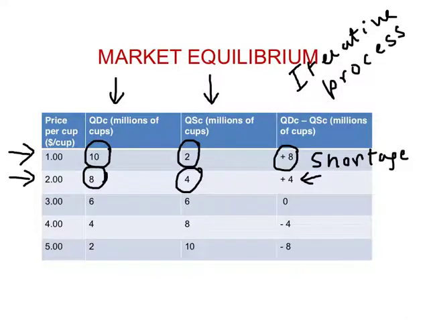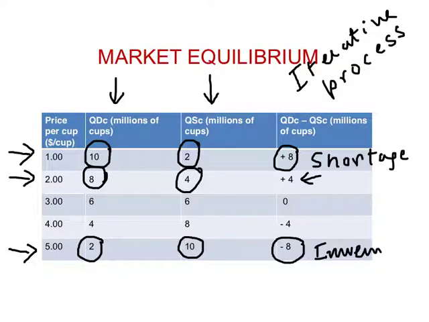Now suppose in the next time period Starbucks becomes really ambitious and sets a price of $5. At $5, Starbucks supplies 10 million cups of coffee to different retail outlets, but at this price the demand is only 2, and so the difference between demand and supply is negative, indicating that supply is greater than demand. And when you cannot sell all that you have, we have a situation of inventory buildup.